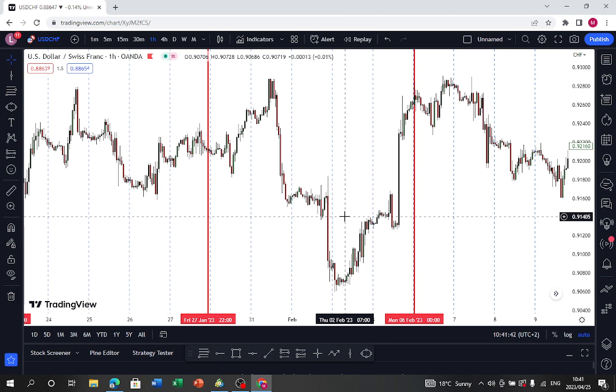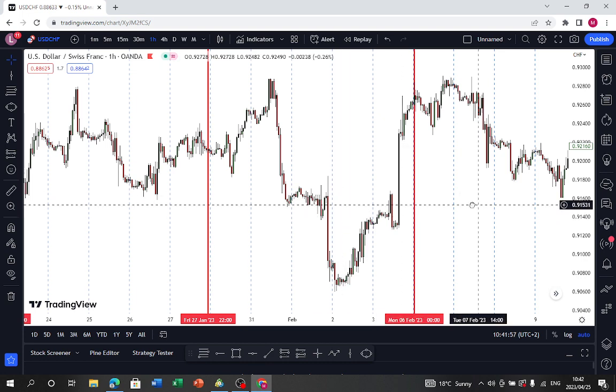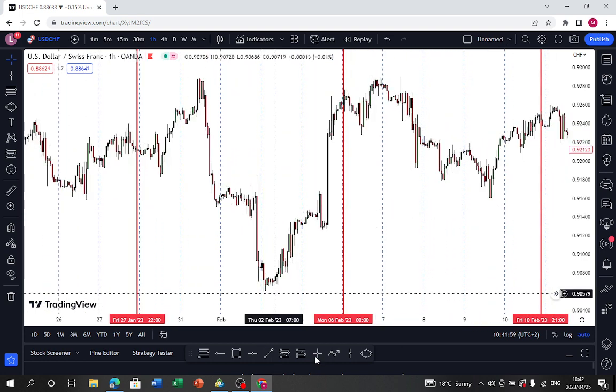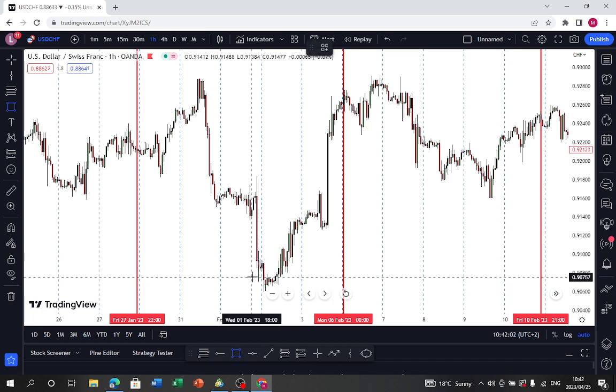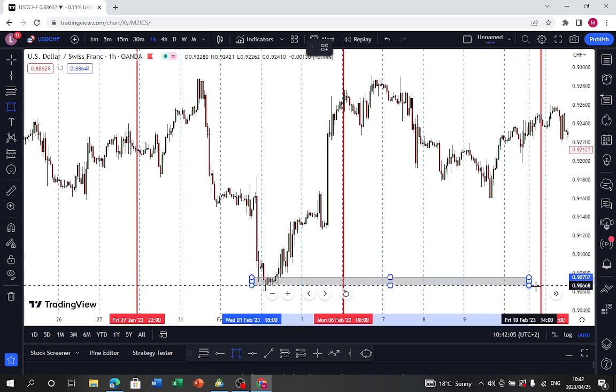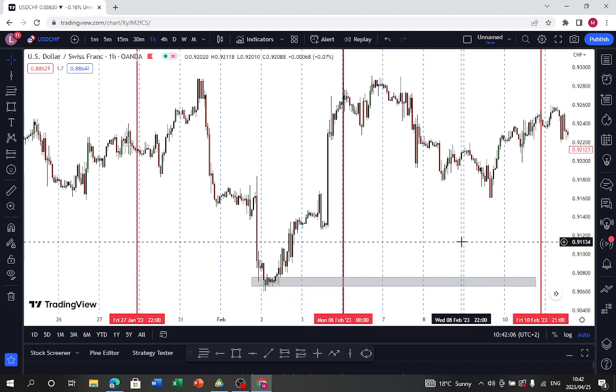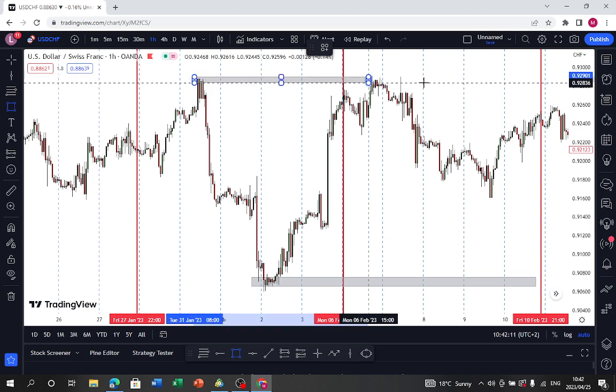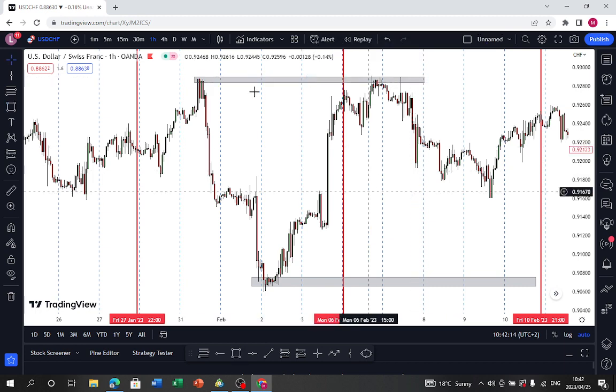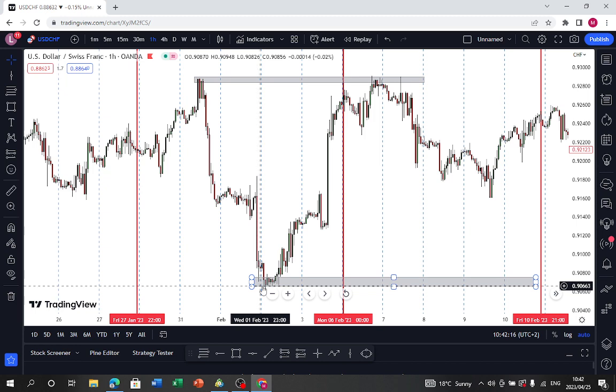Once you know that the candlestick is bullish, you have to expect the coming week to be bullish as well, right? So what you're gonna do is mark the lowest point, then mark the highest point. This is your playground. It's the high of the previous week and the low of the previous week.